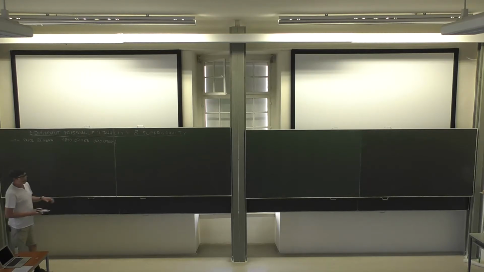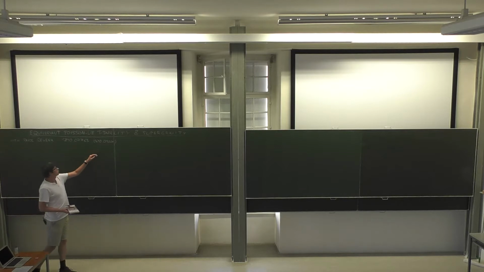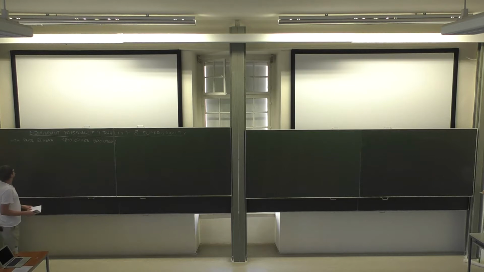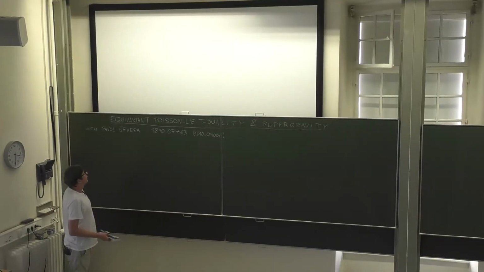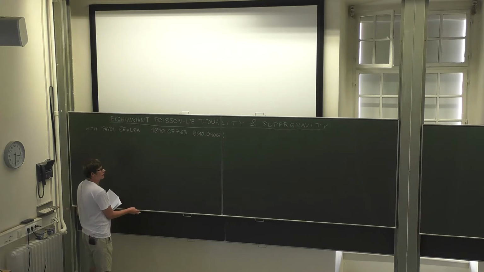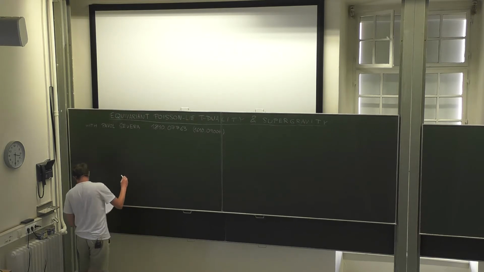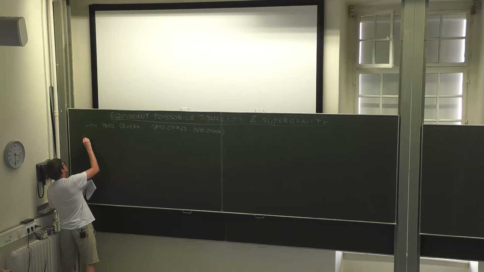Yeah, so it is based mainly on this article and to a lesser extent on the older one. So what I would like to talk about is equivariant Poisson-Lie T-duality and supergravity. And yeah, so I will explain what these terms mean in a moment. So let me start with the standard beginning, and that's Courant algebroids.